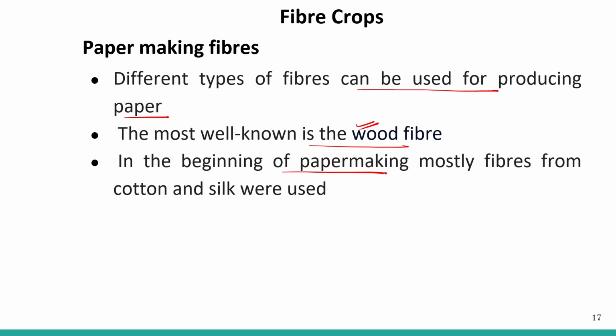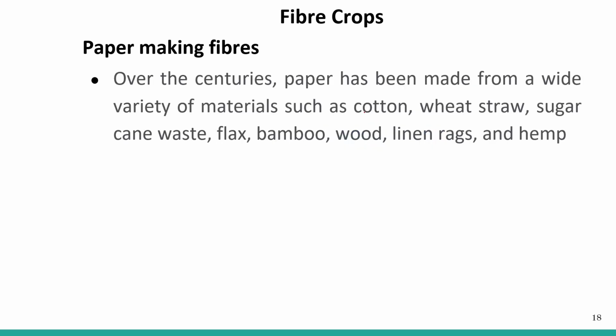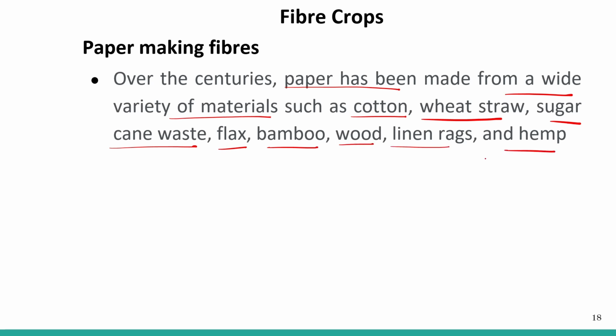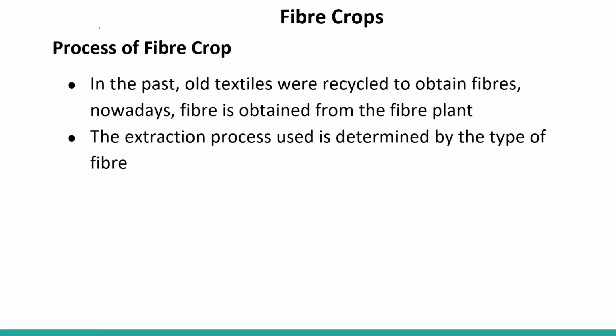In the beginning of paper making, mostly fibers from cotton and silk were used, right? Earlier. But later on, with the advancement of technology, wood is also used for making paper. Over the centuries, paper has been made from a wide variety of materials such as cotton, wheat straw, sugarcane waste, flax, bamboo, wood, linen rags and hemp. So all these are nowadays used for making paper. Now, the process of fiber crops. We do not get the fiber in the form which we are using, right?